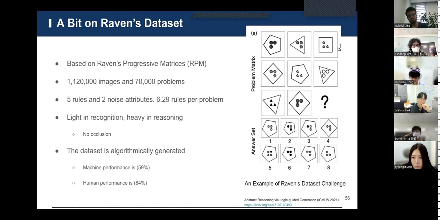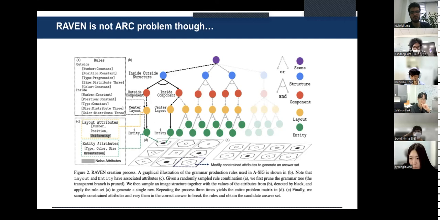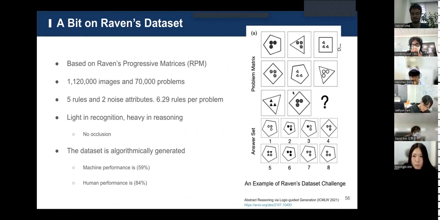And again, as I told you, the Raven problem is not exactly the ARC problem, because in each ARC problem, you curate every single problem on your own. However, in the Raven's dataset, you algorithmically pick and choose each element of the problem and make a new unique problem, selecting the scene, structure, component, layout, and entity. So on the right, you can see one of the Raven's dataset problems. This is like predicting which one is the next correct output in this question mark. So if you spend some time, you can easily figure it out.